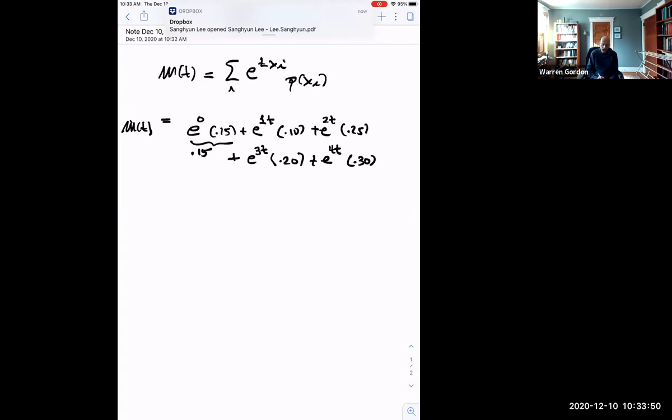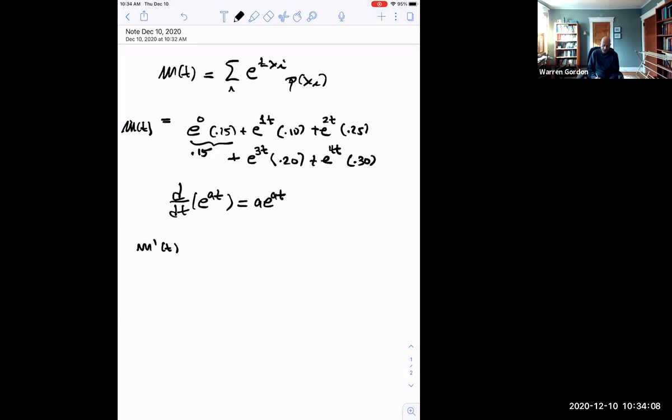If we know that in order to find the expectation and variance using M of t, we need the first and second derivative. We also remember that the derivative of e to the at, where a is a constant, is just a e to the at. So what do we get? We get the first derivative. Well, the derivative of a constant is 0. Hold on, something's wrong. I'm sorry. We get 1 times 0.1 is 0.1, and we get 2 times 0.25, and 3 times 0.2, and 4 times 0.3. And that gives us the first derivative with respect to t.